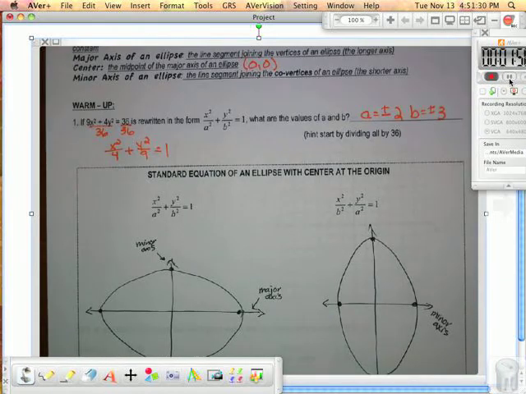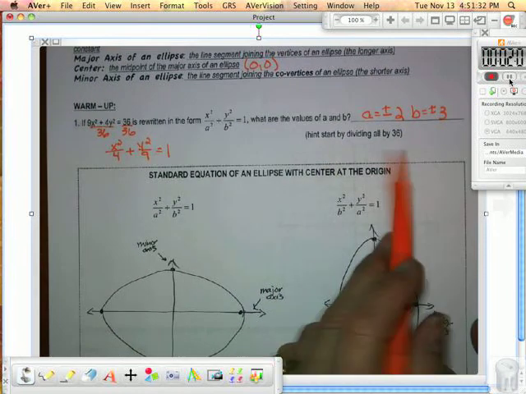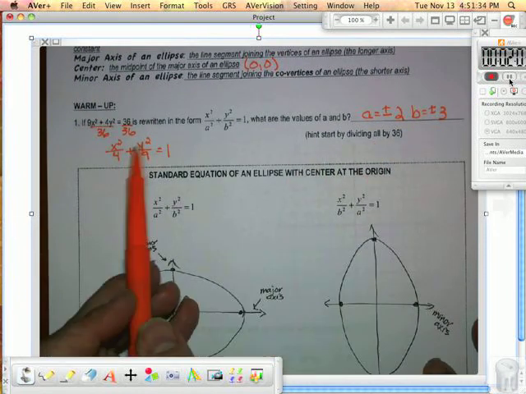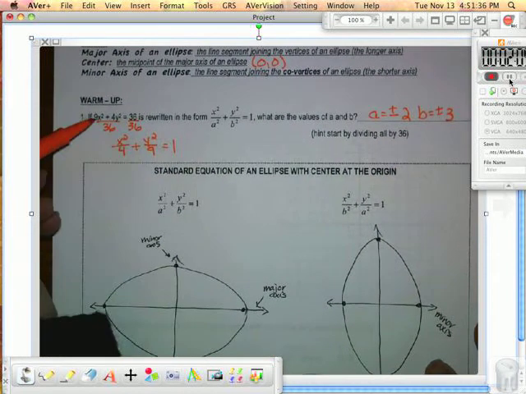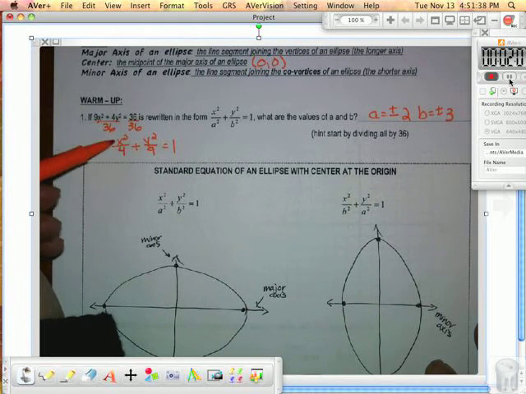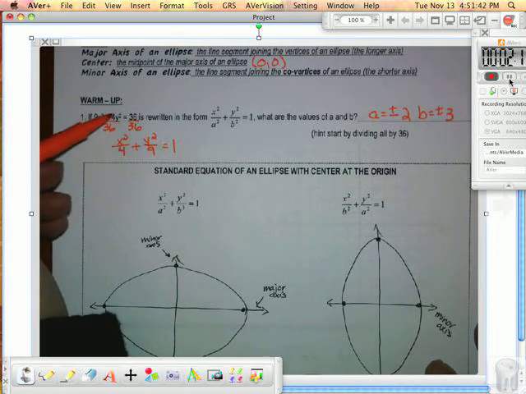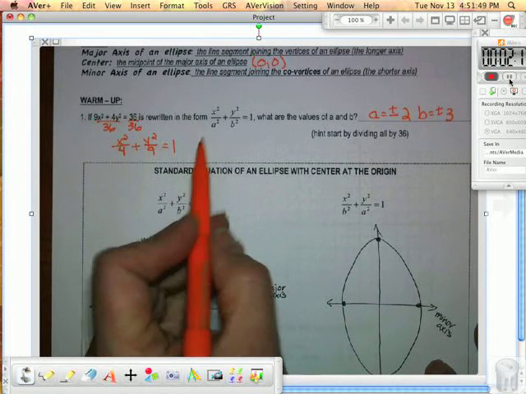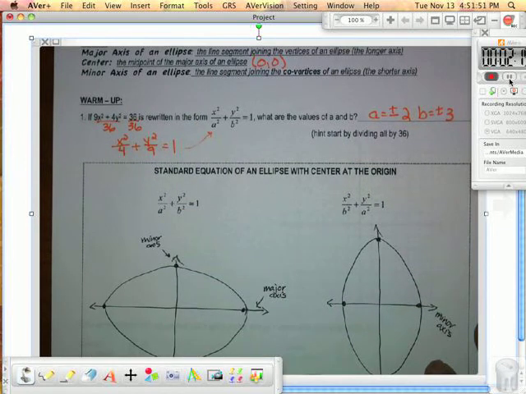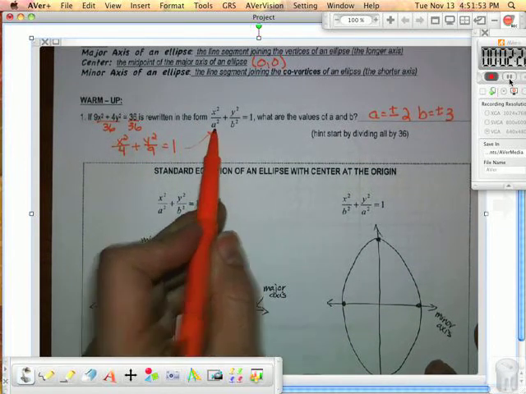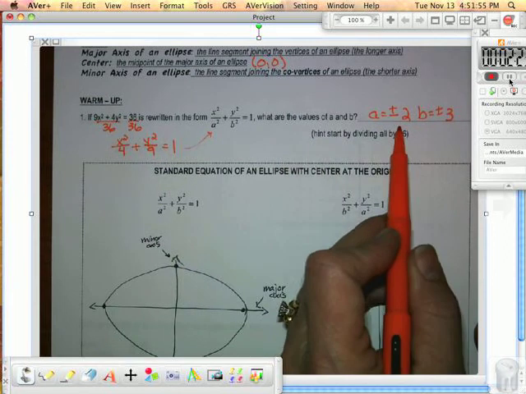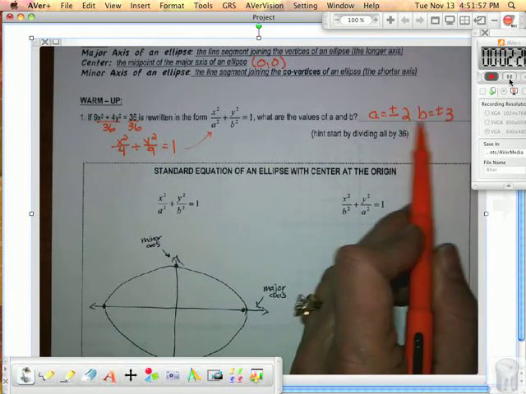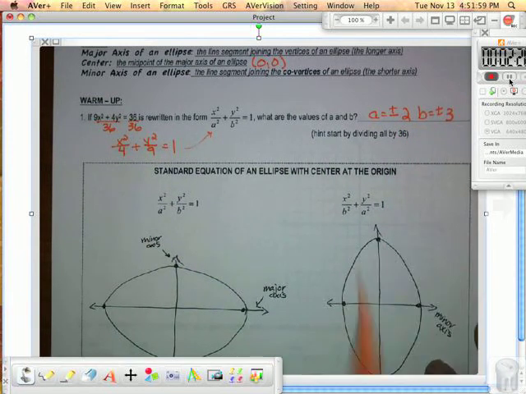What I recommended here is that you start by dividing everything by 36. When you do that, you get 9/36, which reduces to 1 over 4, and then 4 over 36, which reduces to 1 over 9, equals 1. Then it begins to look like this up here. You can see the denominator is a squared, so you just take the square root of it, and a would be plus or minus 2, and b would be plus or minus 3. And that's how you do that.